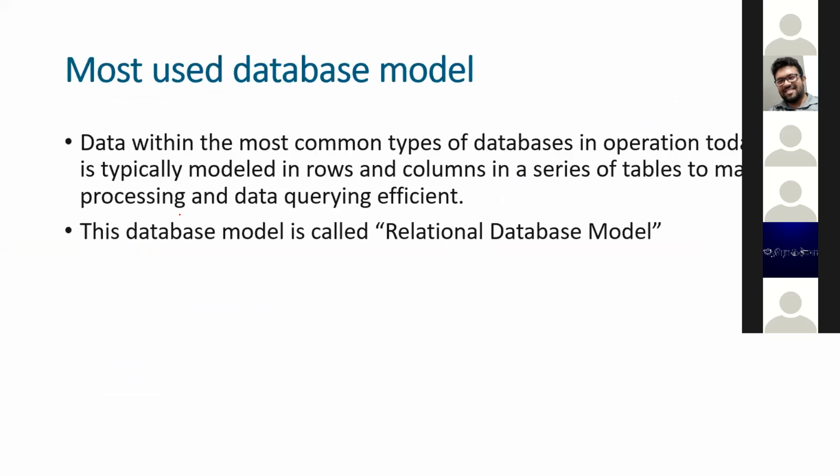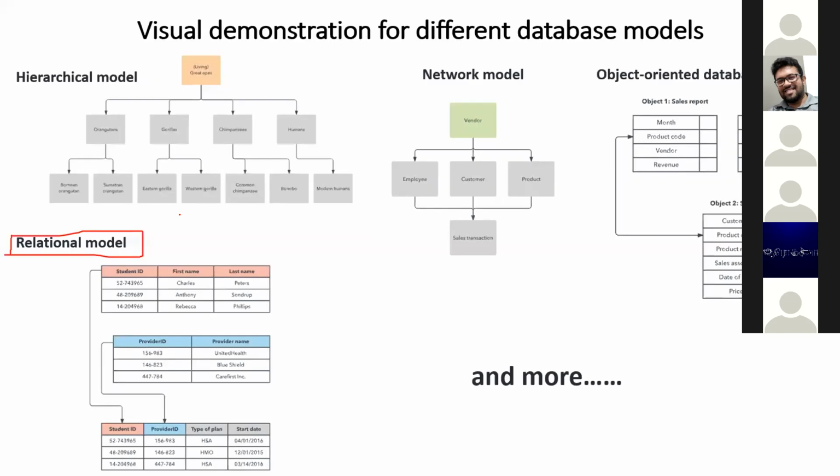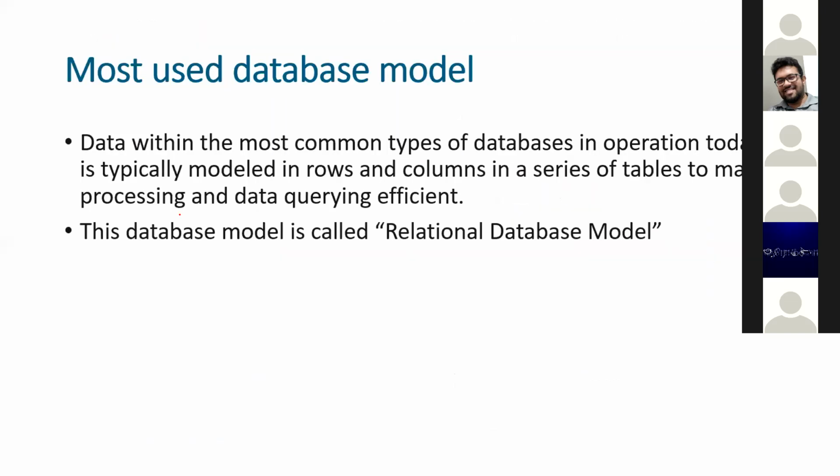So from here onwards, you should understand the most used database model is the relational database model. The data within the most common types of databases in operation today is typically modeled in rows and columns in a series of tables to make processing and data querying efficient. This database model is called the relational database model.